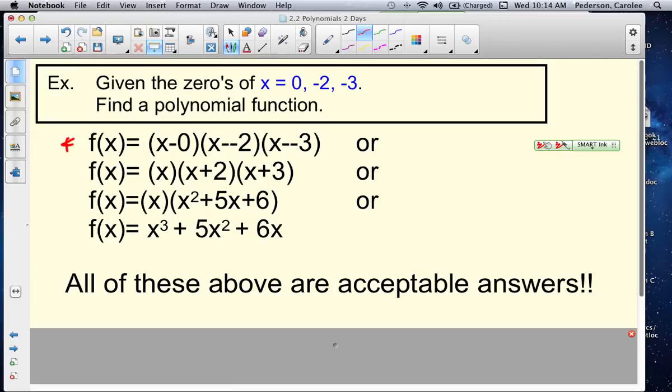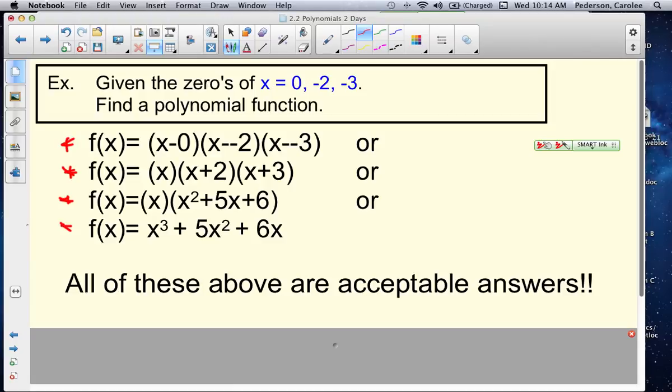Most of you probably wouldn't leave it like that with the double negatives. Most of you probably clean it up to this form. Now it's in factored form. That would be an acceptable answer. Or if you want to take the time and multiply the x plus 2 and the x plus 3 by foiling it and cleaning it up, you can have that as an answer.